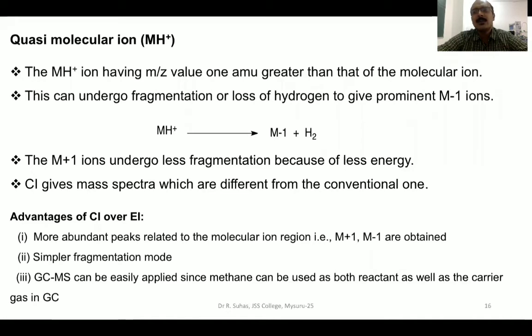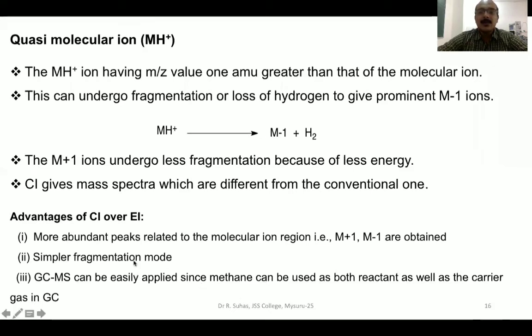So whatever molecular weight you get, it should be either with plus 1 or minus 1, and that will be of very high relative abundance. That means the more abundant peaks are found. And using the chemical ionization method, the fragmentation mode will be very simple. That means you get either M plus 1 or M minus 1, that's all. That will be the prominent peak. Whereas in EI, that is not the case. You will get a number of peaks that leads to difficulty in interpretation.